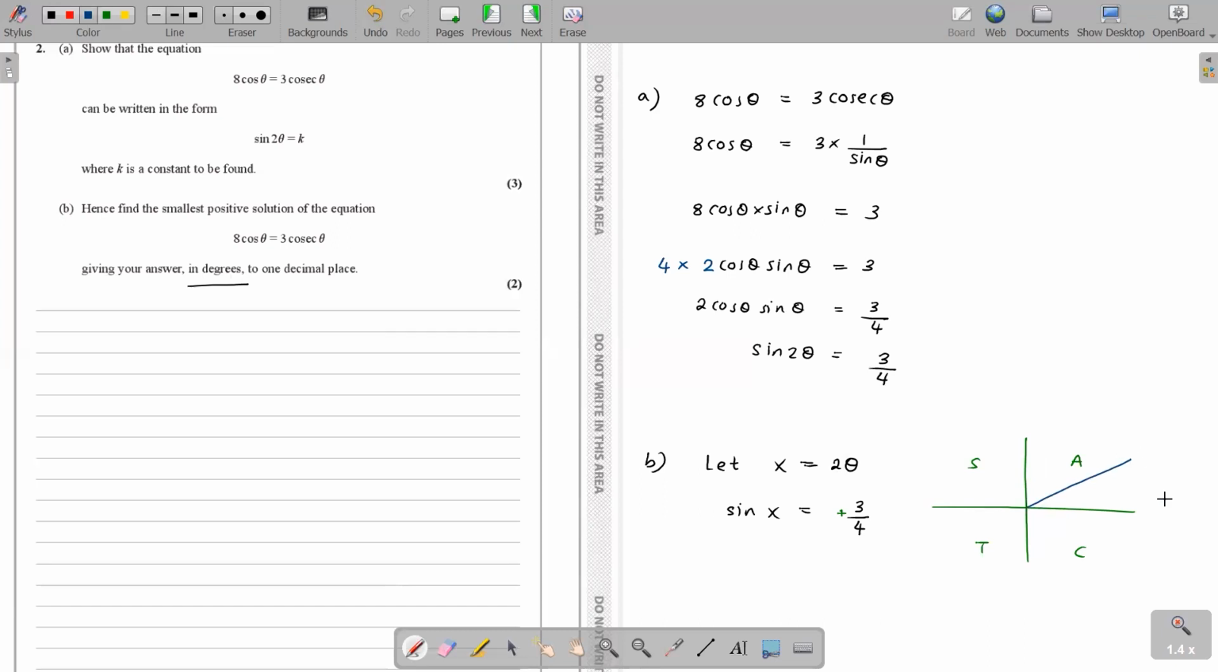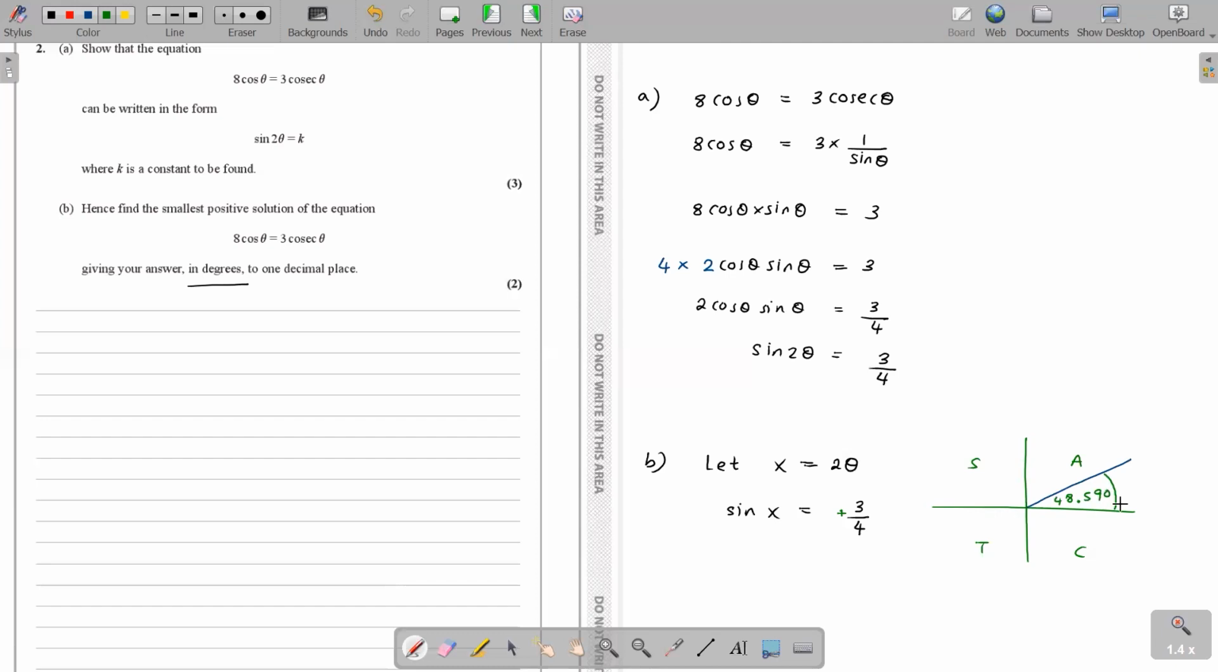So how much is sine inverse 3 over 4? Give me a little bit extra decimals. 48.5. Don't take it to 1 dp. The final answer should be given to 1 dp. The x answer is not final. Remember, theta is the final answer. So what is this?